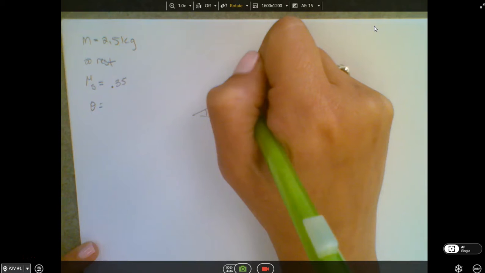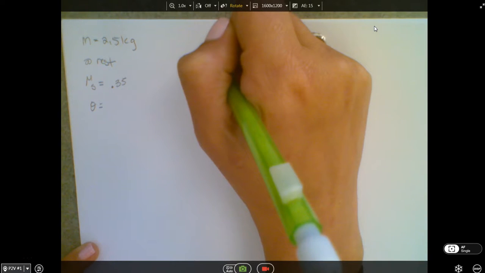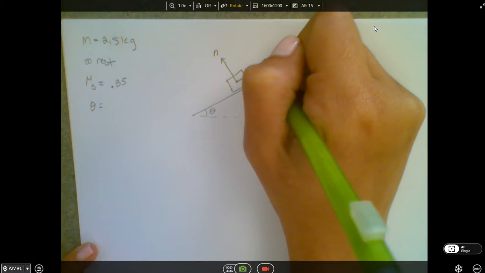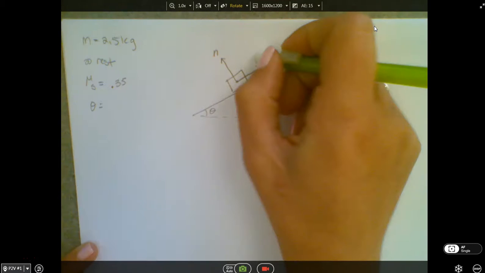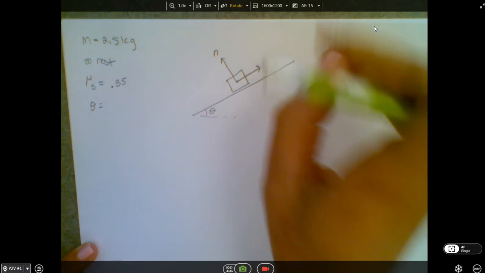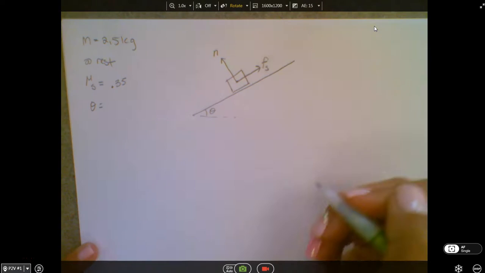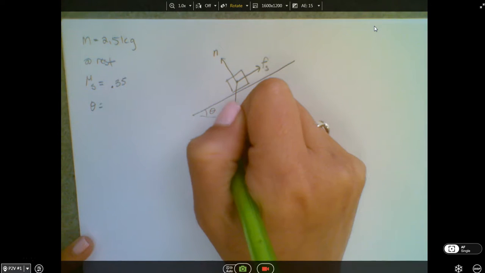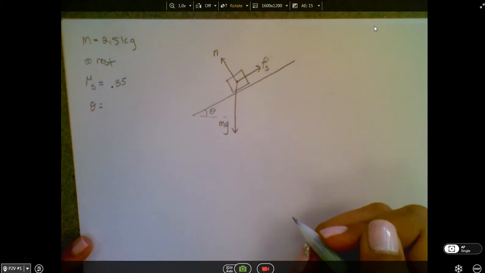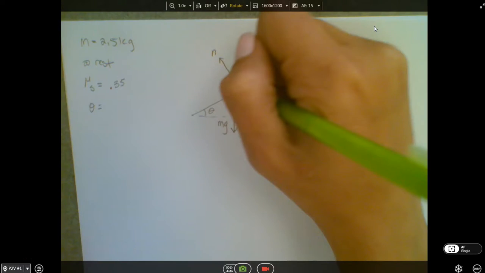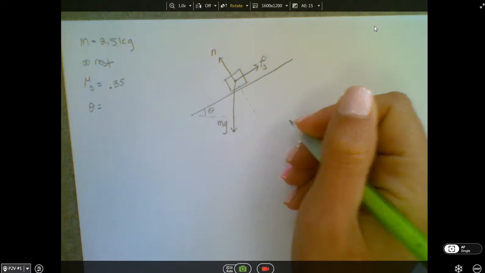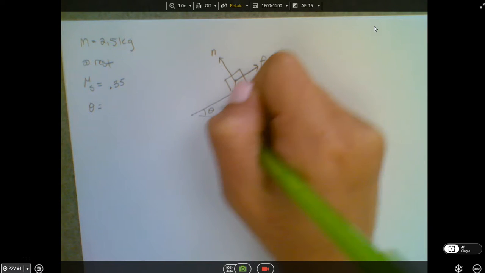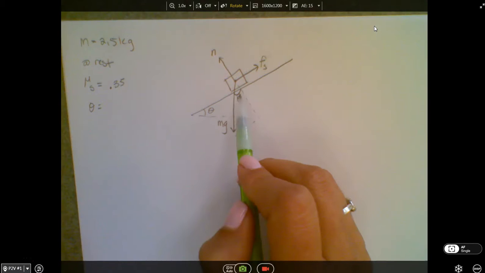I'm going to have a normal force. I'm going to have a static friction force. That should be a little f. It doesn't really matter if you use little f or big F, but we'll just stay consistent. And then we're going to have the weight pulling down. So this is the mg. Now, remember, mg has components. It has a y component and it has an x component. And remember, this angle is equal to this angle. So these angles are equal.